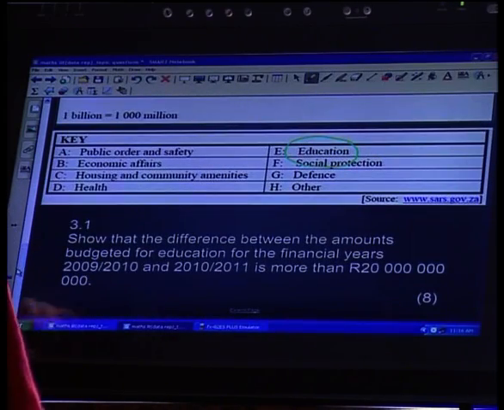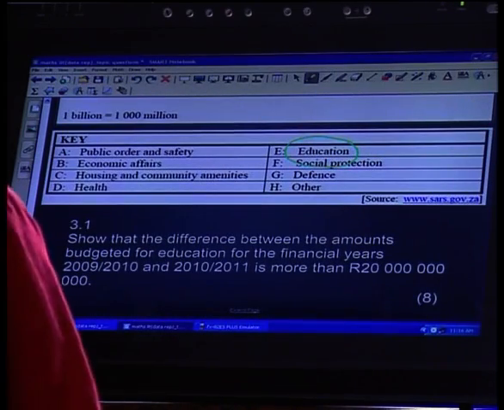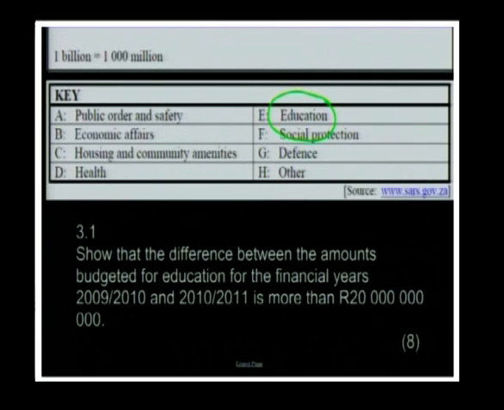2010-2011. So 3.1 says, show that the difference between the amounts budgeted for education for the financial years in 2009-2010 and 2010-2011 is more than 20 billion rand. Now, this is a very big question. You can see it counts for 8 marks, and they haven't given you much information. So they're really asking you to be on your toes and make sure that you do several different things to get all of those marks.